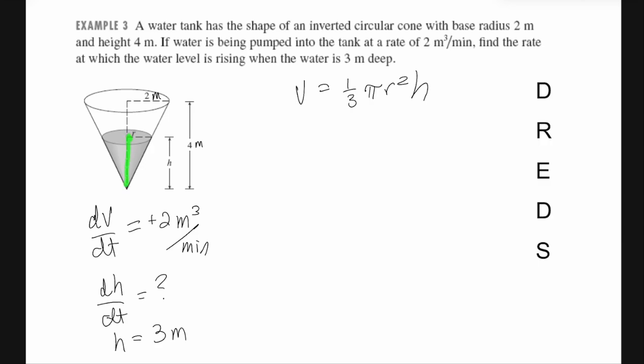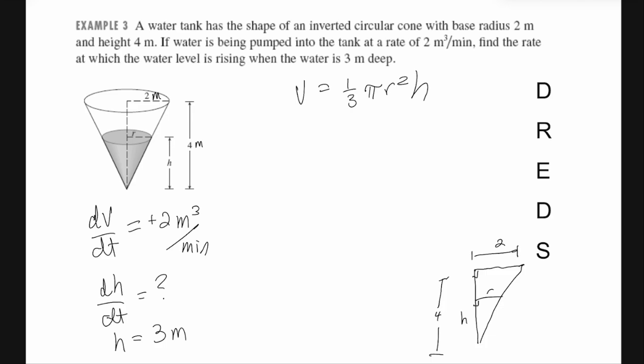If you take a cross section of this, and I'm going to draw this little cross section down here. This is always true about a cone. A cone always creates what I call a nested similar triangle. So this is H, this is R. This entire thing is 4. This entire thing is 2.